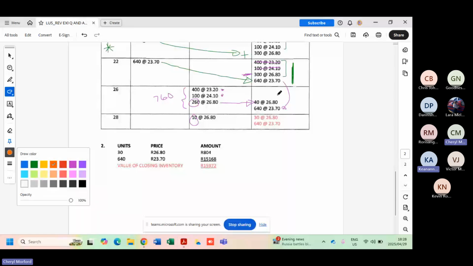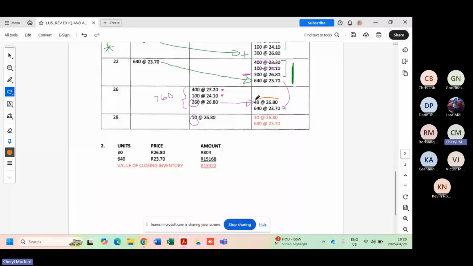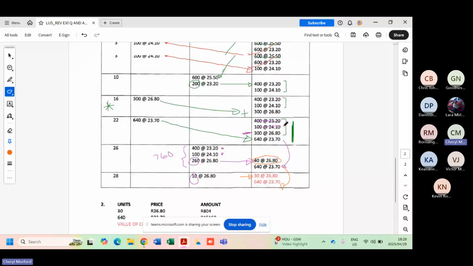Right, so the batch that we are currently taking the units out of to sell is this one, because that's the oldest one. It's at the top of the list. So we remove 10 from there, leaves us with the other 30, and that is unsold. So we put that at the bottom. And you see there that I've typed it in a different color, because we've now come to the end of the month, and that will be our closing inventory, consisting of 30 at 26.80, as well as 640 at 23.70. So that's what you will do in order to fill in a table.